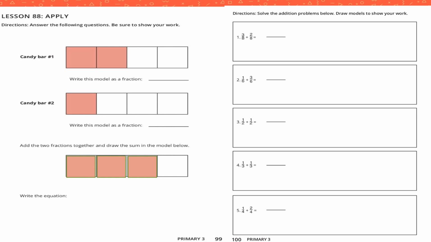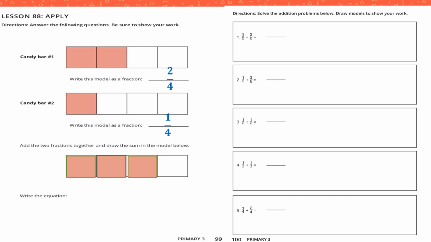Here, how many colored parts? Yes, we have 2 colored parts. How many total parts? It means colored and not colored, all the parts. All the parts here are 4. So the fraction here is 2 colored out of 4 total. Candy part 2. What is the fraction of this model? How many colored also? 1 out of the total of 4.